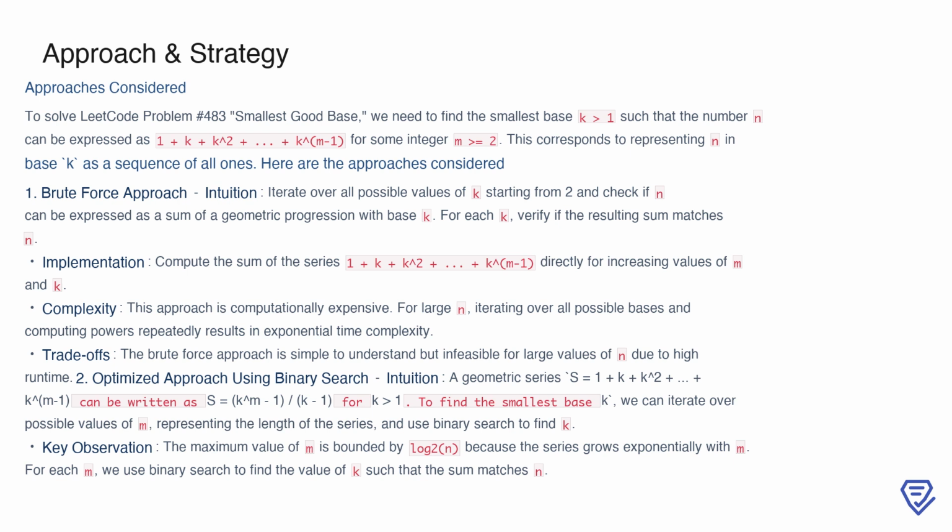To address these limitations, we also explored an optimized approach using binary search. By leveraging the geometric series formula, we can express the sum as (k to the power of m minus 1) divided by (k minus 1), which simplifies the computations. This method focuses on finding the smallest base k by iterating over possible lengths of the series m, and for each m, we use binary search to efficiently determine the value of k that satisfies the equation. A key insight here is that the maximum value of m is bounded by log base 2 of n, because the series grows exponentially with m, significantly reducing the search space.